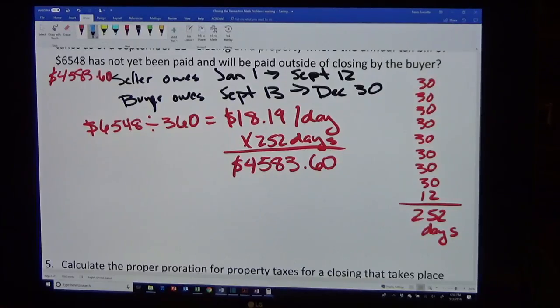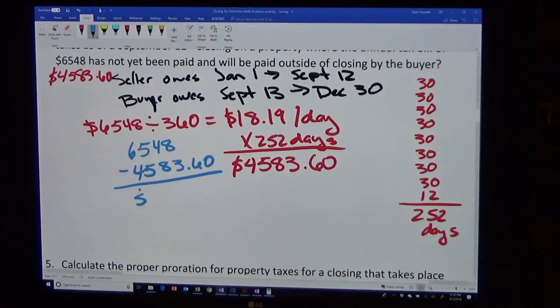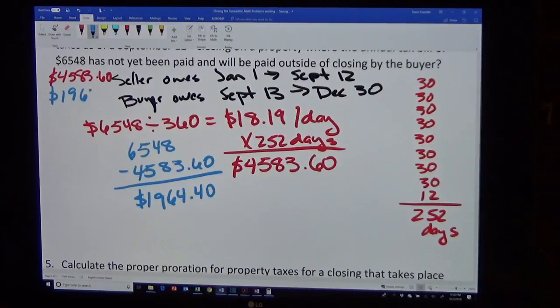So that's a total of $6,548 minus the seller's share of $4,583.60. And that equals $1,964.40 for the buyer to pay.